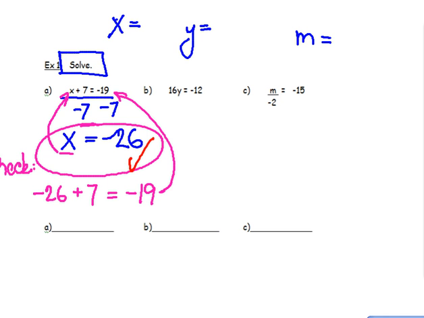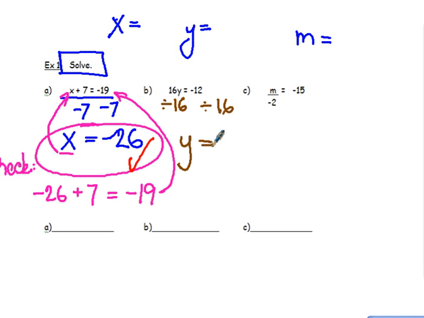We have 16y. That's a multiplication. We will undo it or solve it by dividing by that same number. We will have to divide both sides by 16. So let's see where it takes us. 16 times y divided by 16 is y.